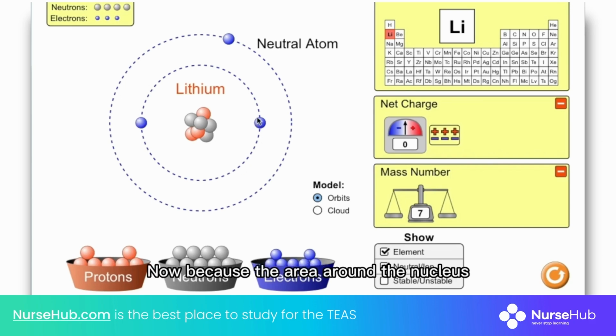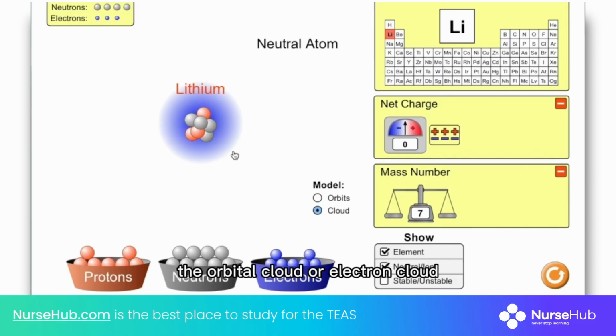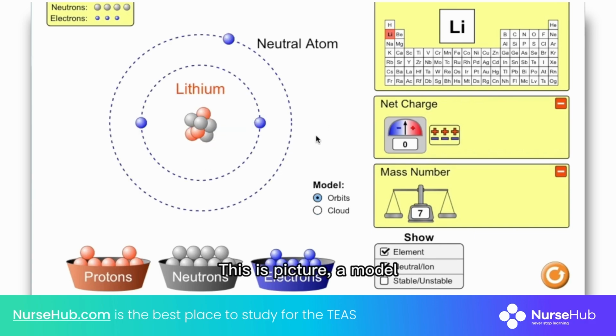Now, because the area around the nucleus that the electron occupies is, like I said, a little bit difficult to track, sometimes scientists use what's called the cloud to illustrate where an electron might be orbiting. So, if you're asked about the orbital cloud or electron cloud, it is defined as the area around the nucleus of an atom that contains electrons speeding around the nucleus. And when I say speeding, I mean they're going super duper fast. This is an atom. This is a picture, a model, I should say, of the things that make up everything in the universe. So wild.